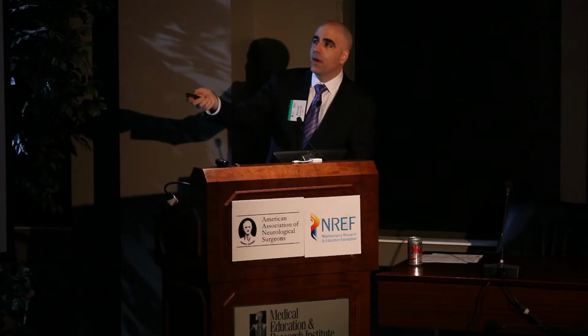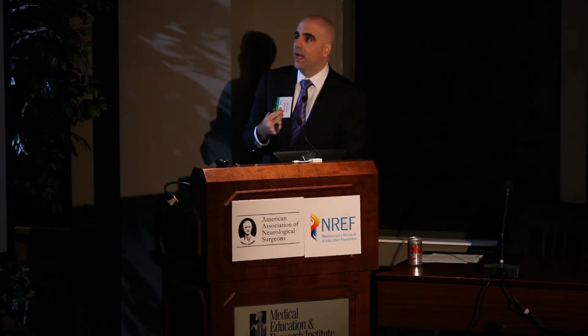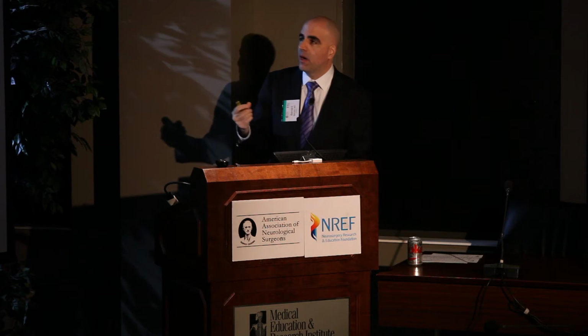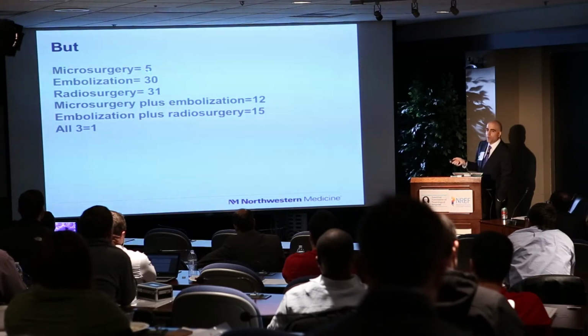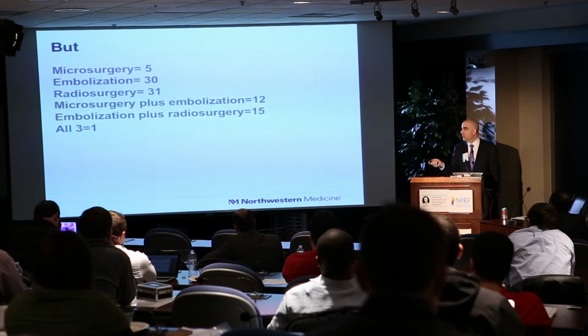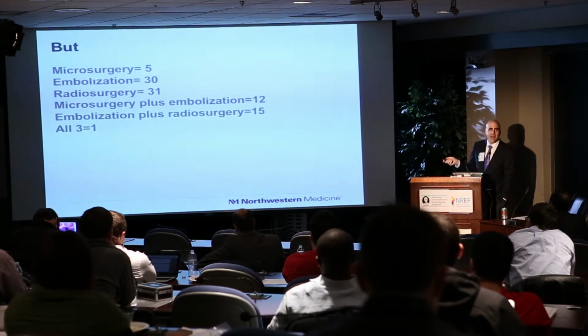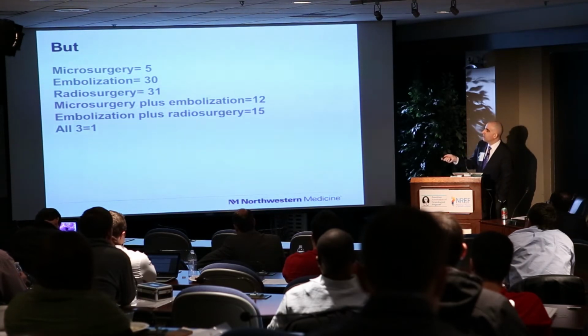So keep in mind, a large proportion were grade 1 and 2. These patients are great in Lewis's hands and Adam's hands and Errol and Howard's to resect surgically. They do very well. But what were the treatments? Only 5 patients received microsurgery alone. Kind of odd when you look at it: 80% were embolization in 30, radiosurgery in 31, microsurgery plus embolization in 12, embolization plus radiosurgery in 15, all 3 in 1.